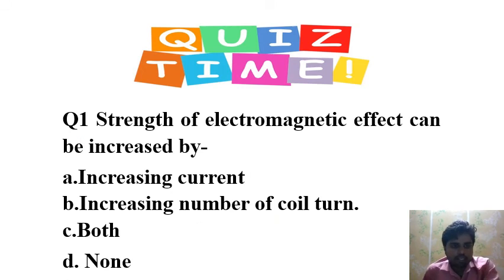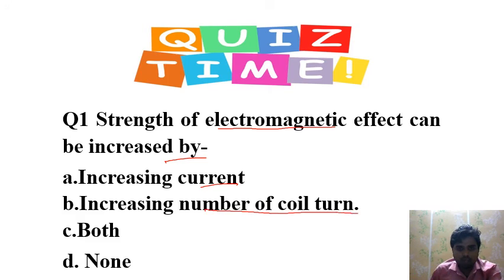Now student, it's your turn. The strength of the electromagnetic effect can be increased by increasing the current, increasing the number of coil turns, both, or none. Just now we have studied, but still I will give you some time. Everyone has to tell me the correct answer. Yes. Good. Good students. Very good. Who will tell me? Yes, both.